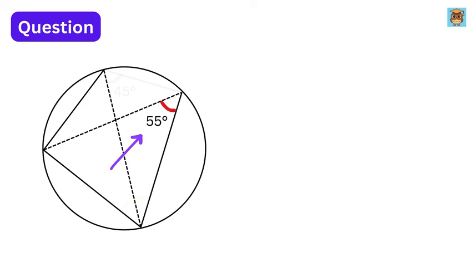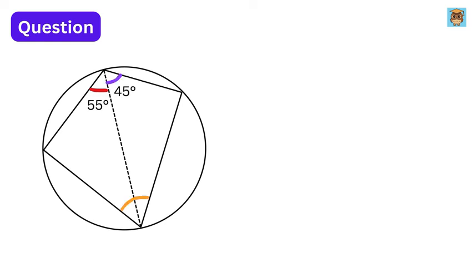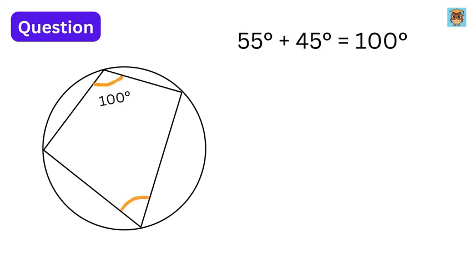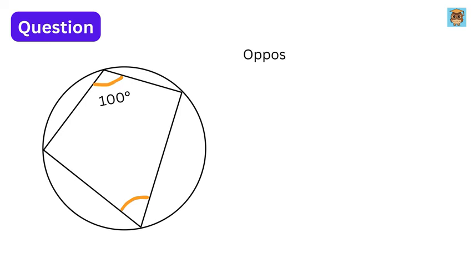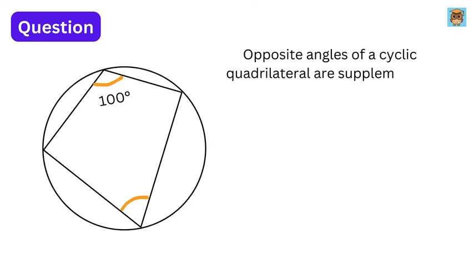So, if this angle is 55 degrees, then this angle will also be equal to 55 degrees. So, this angle will be equal to 55 plus 45, or 100 degrees. Then we also know that the opposite angles of a cyclic quadrilateral are supplementary. That is, they add to 180 degrees. So if this is 100, then this will be 80 degrees, and that's it.